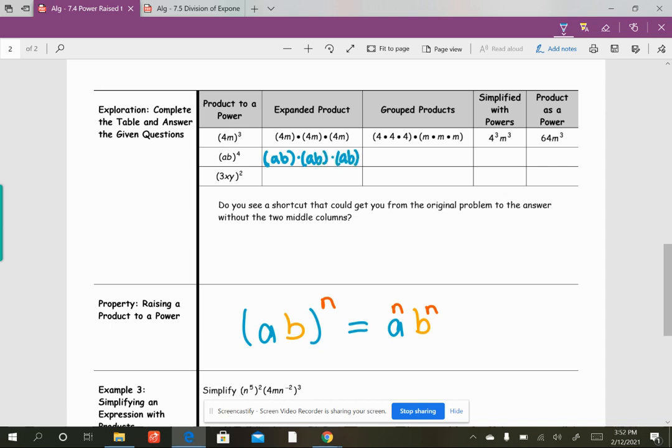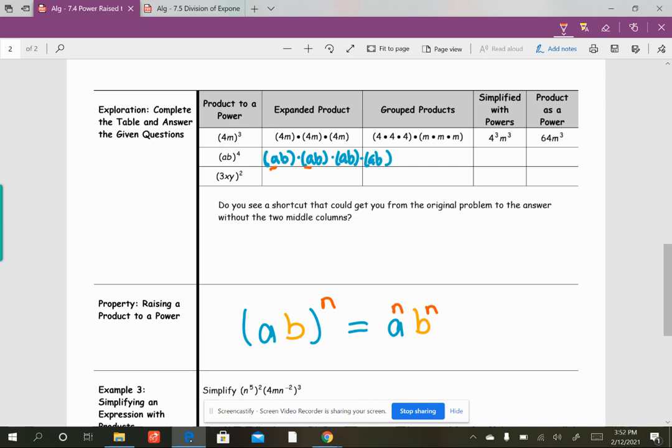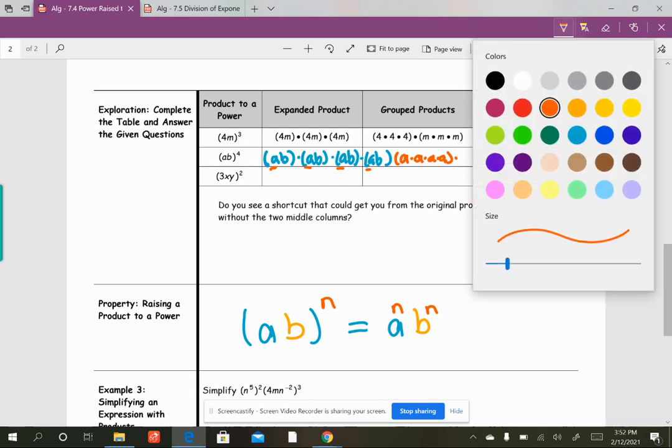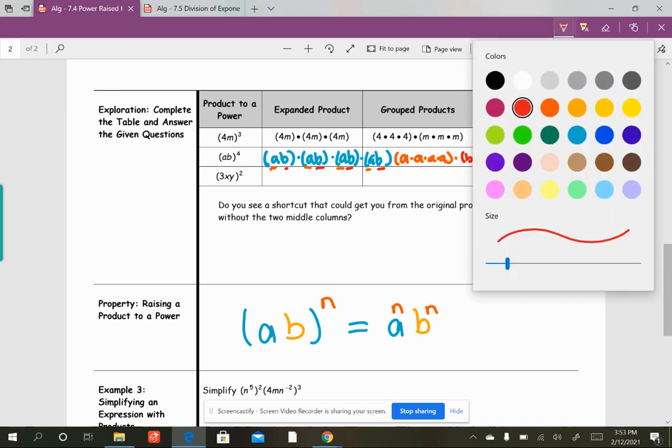If we look at ab to the 4th, we're going to have ab times ab times ab, and one more time. Then we look at each variable as its own separate term. Think of the a's that you have: a times a times a times a, which is going to be multiplied by b times b times b times b. Sorry, I know everything is running over.